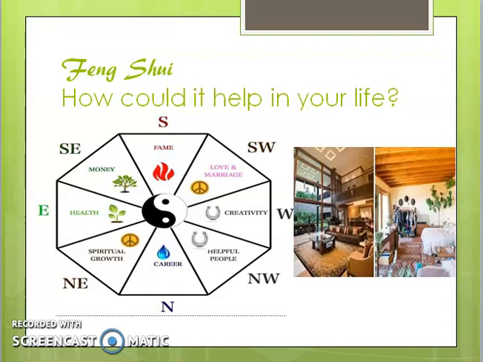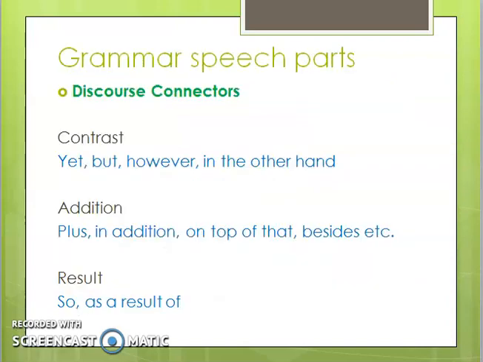Then we are going to continue in the next slide about the grammar. We have the grammar section, which the main topic of grammar was discourse connectors, and they are divided in 3: for contrast, for addition, and for result. We have the following conjunctions. They are so useful to unite sentences in contrast. We have yet, but, however, on the other hand.